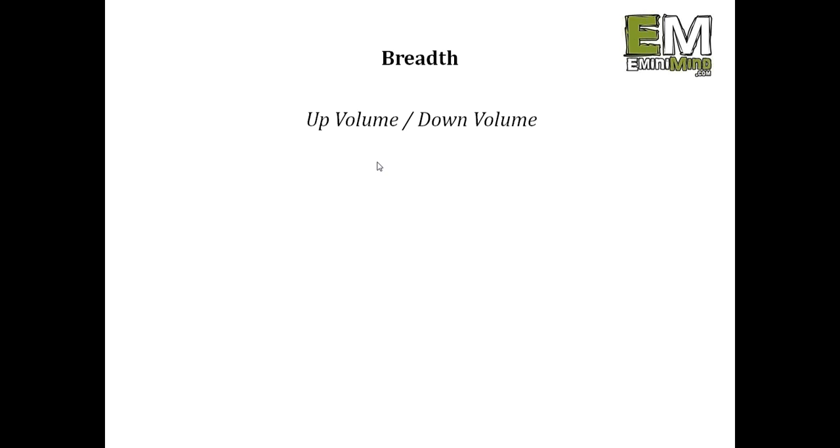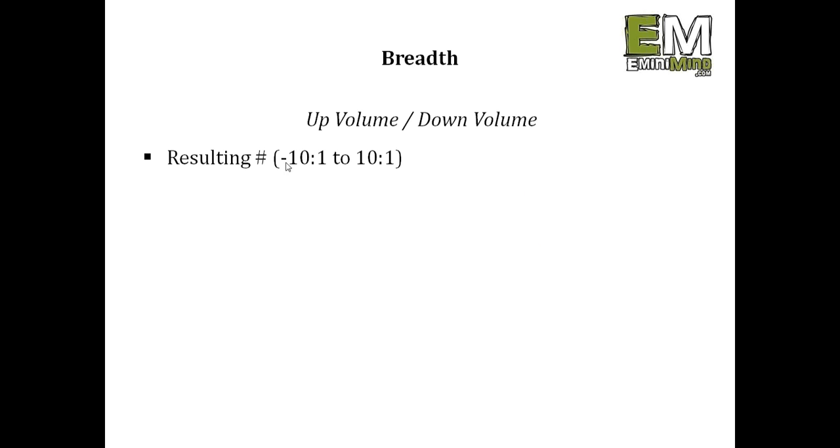And so what we have here is a relationship between the up volume and the down volume. And this results in a number that is typically between -10 to +10, and that's related to 1. So what that means is if breadth is 1 to 1, we have the same amount of volume flowing into up stocks as we do flowing into down stocks.